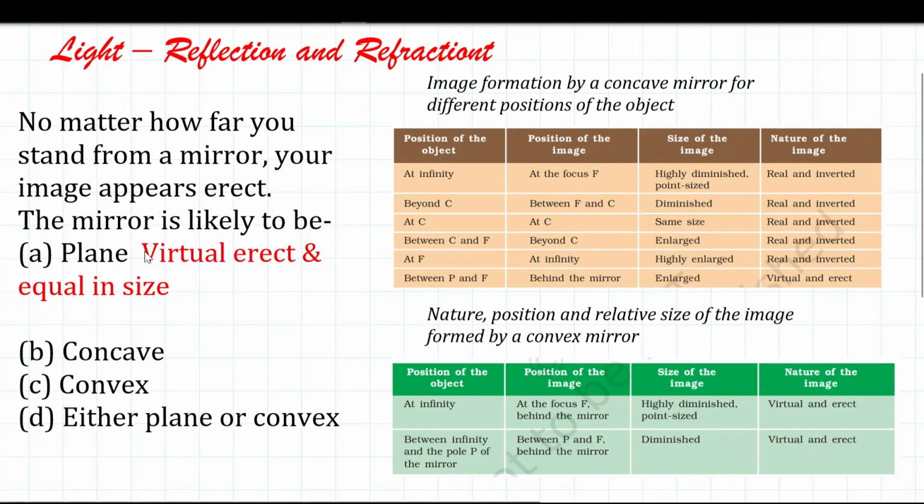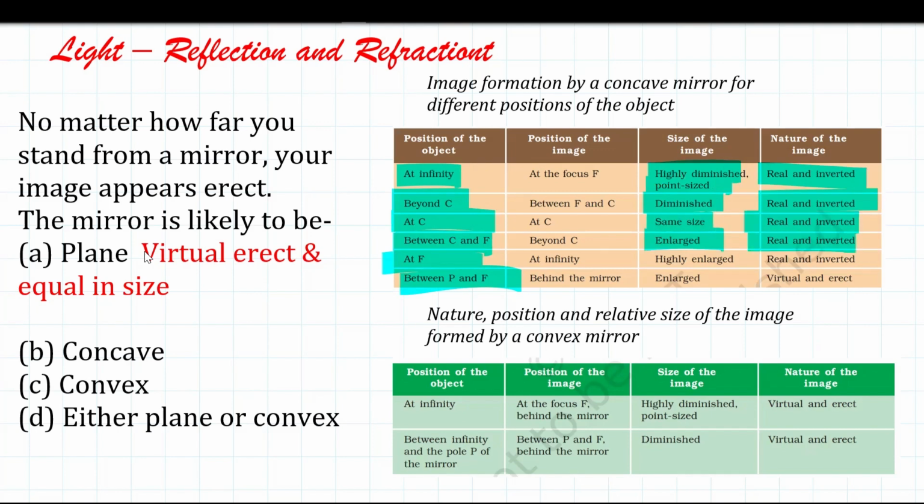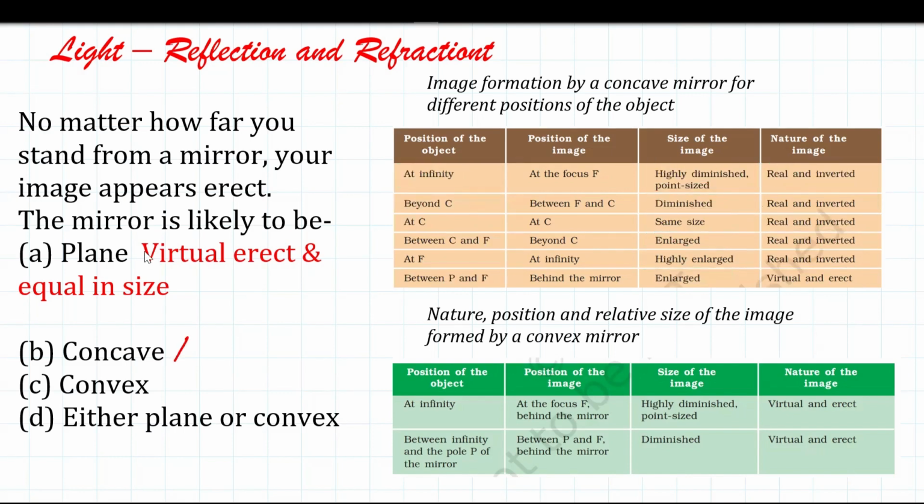Now let's consider the others. This is a table for a concave mirror. For different positions of the object, we have images that are real and inverted, which can be diminished, highly diminished, same size, or enlarged, and in only one case it is virtual and erect. But our question is about no matter where you stand, so it cannot be a concave mirror.